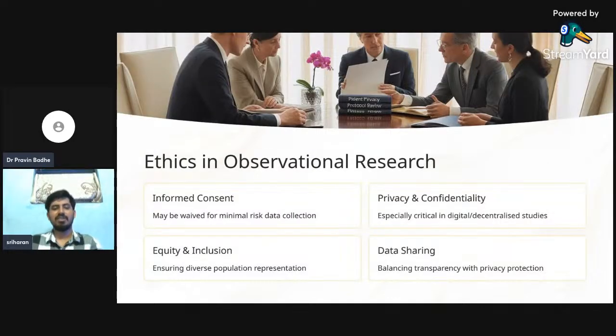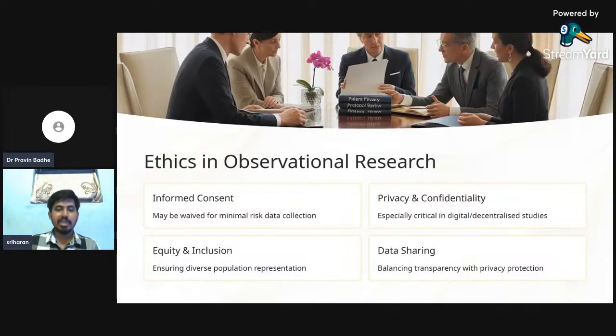Ethics in observational studies is very important. For any study we are doing, we give the informed consent form to the patient. That is very important. The research should be conducted in the right, ethical manner. We give the informed consent form to the patient, and their data should be kept private and confidential. That is also included in the informed consent form.